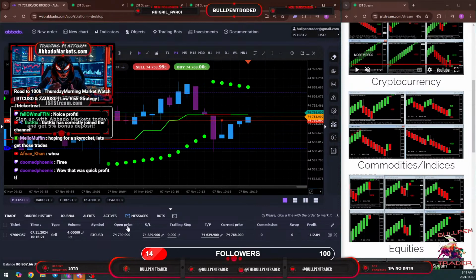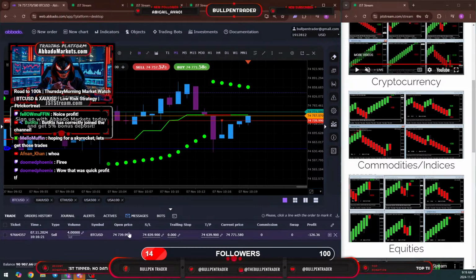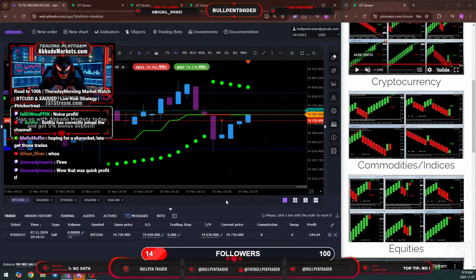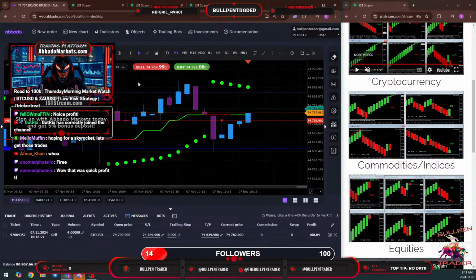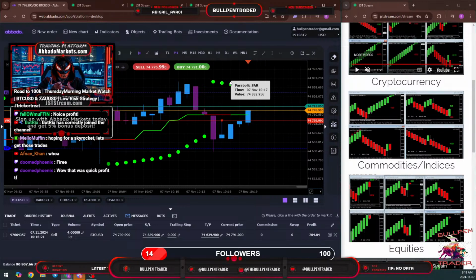So I'm going to be entering a trade with a very, very small lot size for my account. I'm going to set my stop loss and take profit, wait for this trade to close. As soon as it closes, I'm going to be looking for the next trade to enter.